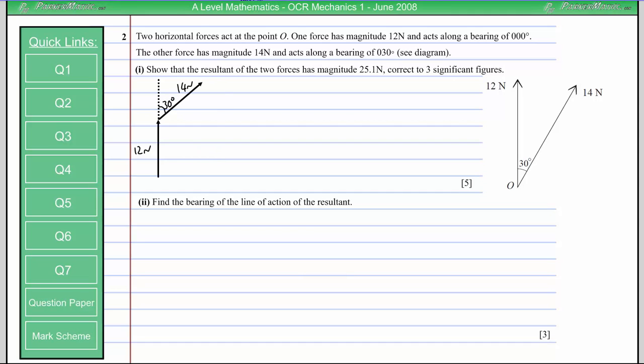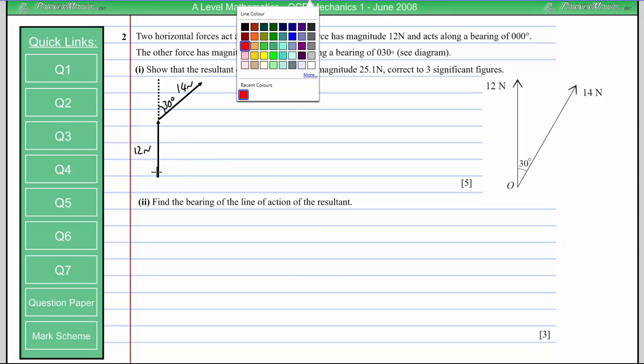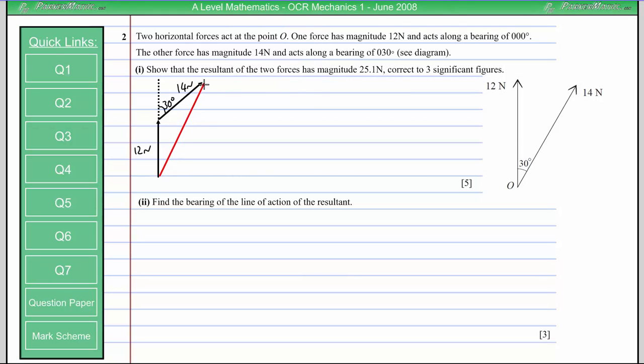I'm now going to draw on my resultant force, which will go from the beginning of the 12 Newton vector to the end of the 14 Newton vector. So I'll label that R. In order to work out the length of R, we've got a triangle here, but we need to know one of the angles inside the triangle. The easiest one to work out will be this one here, because we have a straight line with one of the angles as 30, so the other must be 150 degrees.